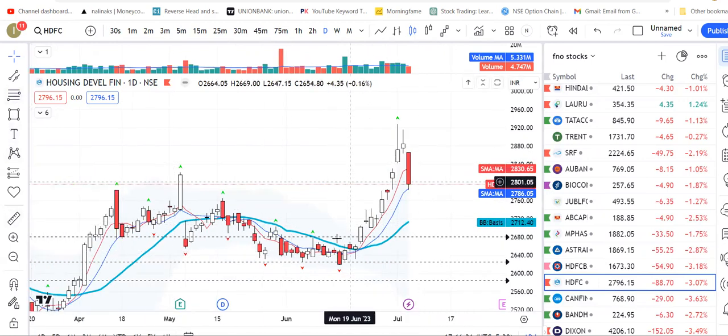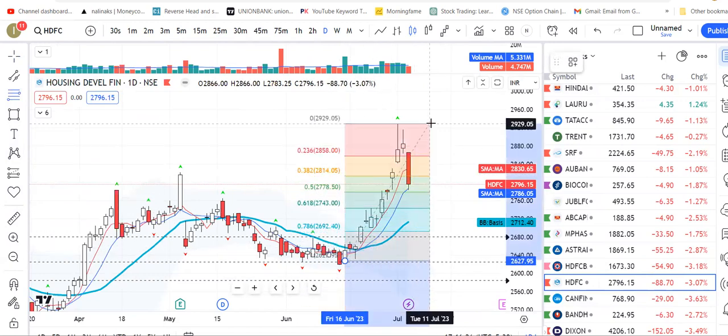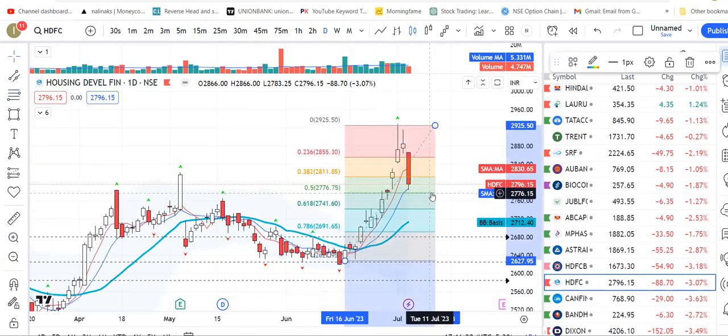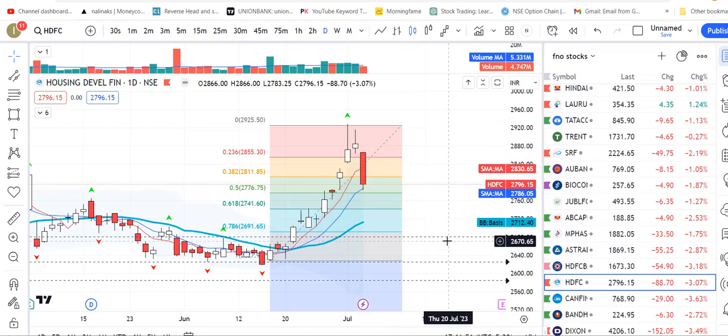So if you take the swing from the range, measure the swing from the range, it is 0.5 fib retracement, which is healthy. Even if it comes to 2741, that is a good correction. So probably around this area, some reversal you can see, you can make a little profit in this. Like this, you have to identify.